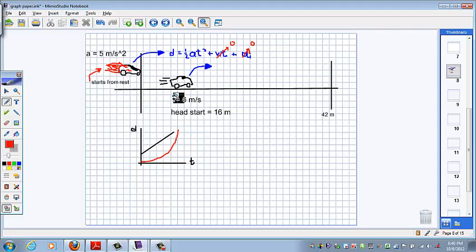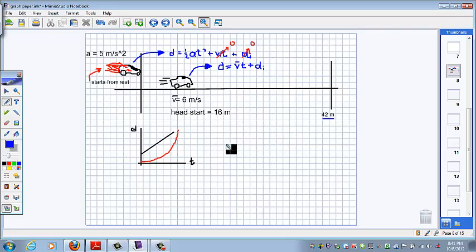This guy, on the other hand, is going at an average speed, so you should have chosen equation 1 for him, d equals vt plus d initial, and there is a d initial here. Okay. Our next question is going to be who wins? So that means we want to see when each of these two guys crosses the 42-meter mark. See if you can determine that now. Who does win? Who crosses the 42-meter mark first?